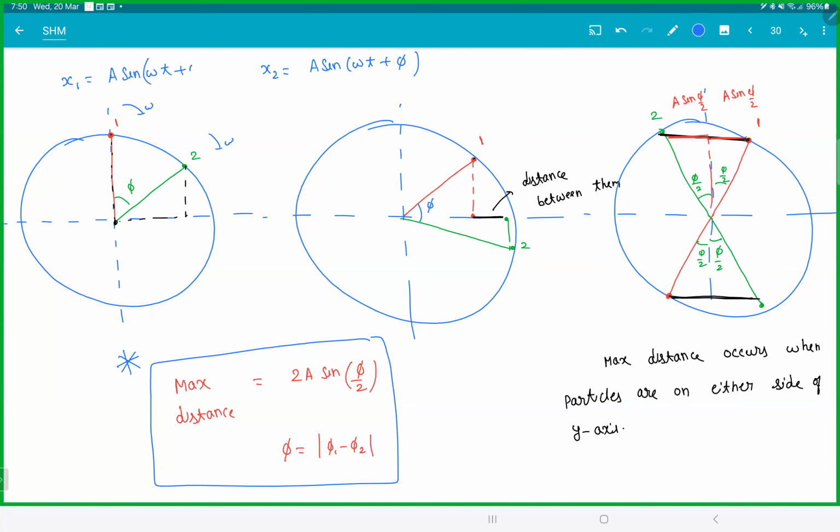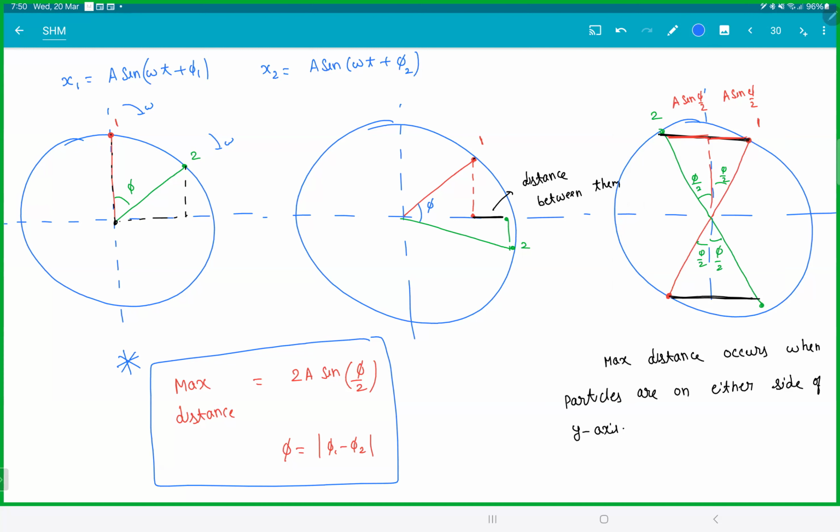If I write this as sine omega t plus phi 1 and sine omega t plus phi 2, there's no need for one of them to be 0. You can have both, like let's say one is 5 pi by 6 and the other pi by 6, something of that sort. Is this logic making sense?